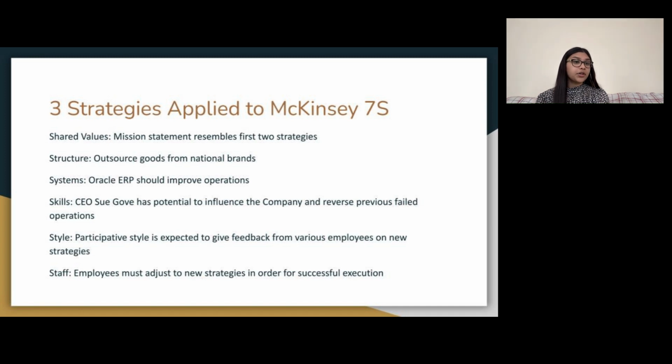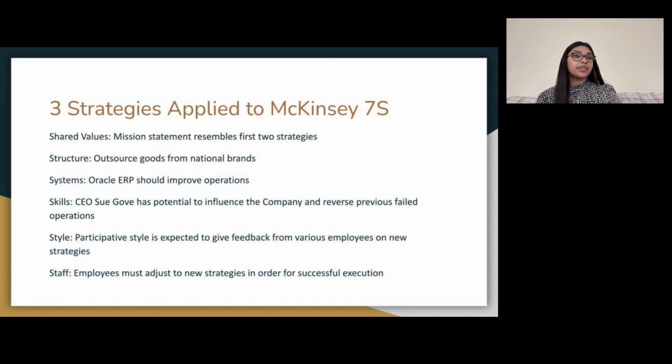The company selected Oracle as its enterprise resource planning software. This will allow Bed Bath & Beyond to see real-time financial, supply chain, and merchandising data. This works well with the strategy we selected regarding promotional coupons and technology.